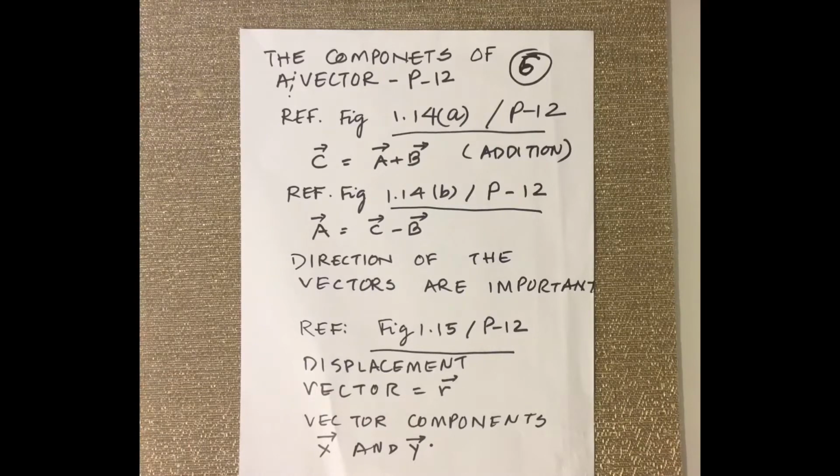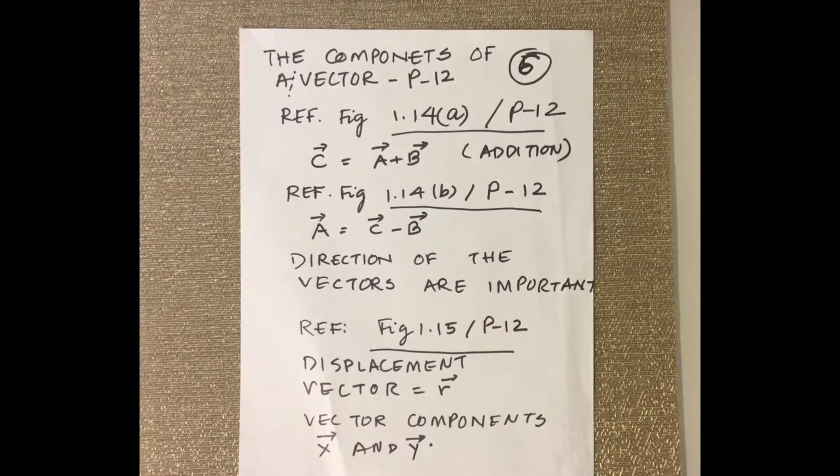Now we are studying the components of a vector, which I told you last week. The vector is an important part in the Physics 111. Here we have vector C equals vector A plus vector B, which is addition. In figure 1.4b, you have on the same page vector A equals vector C minus vector B. And direction of the vectors are very important.